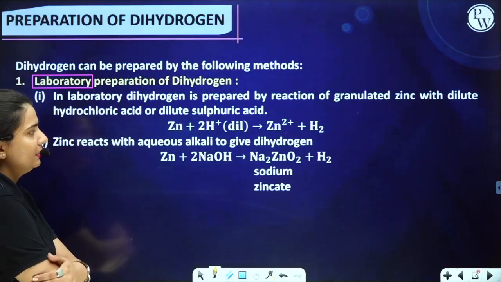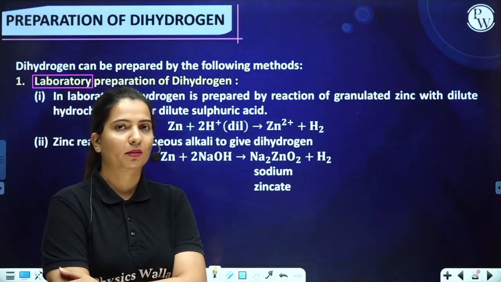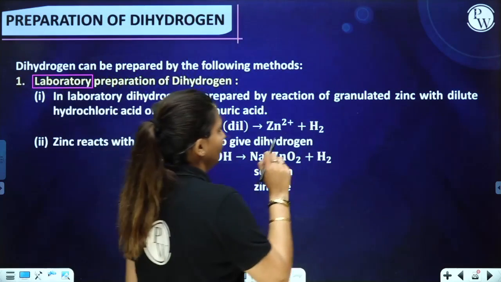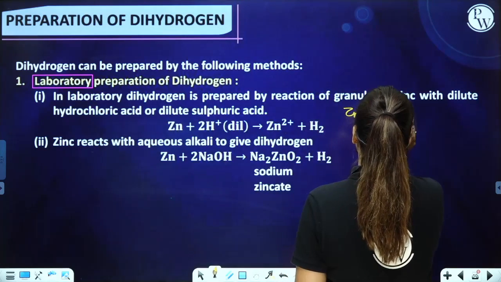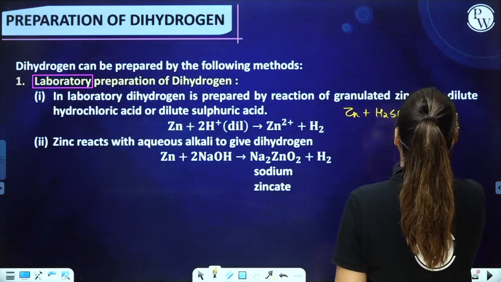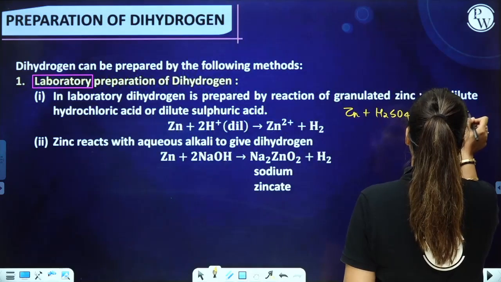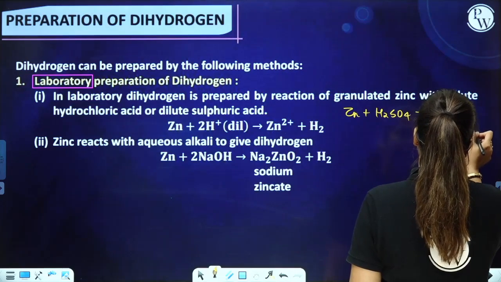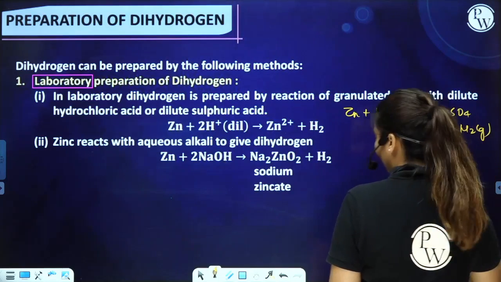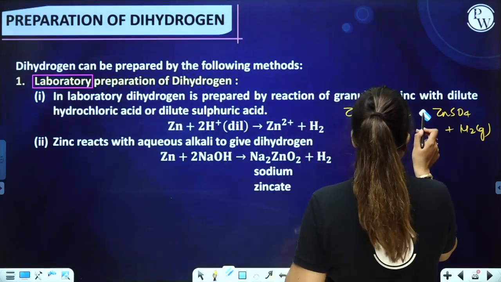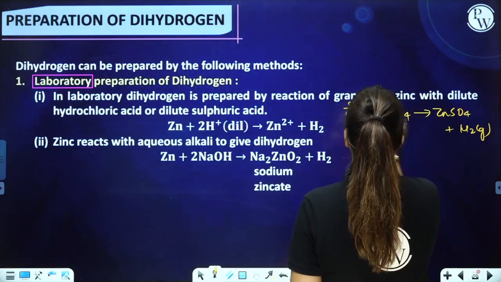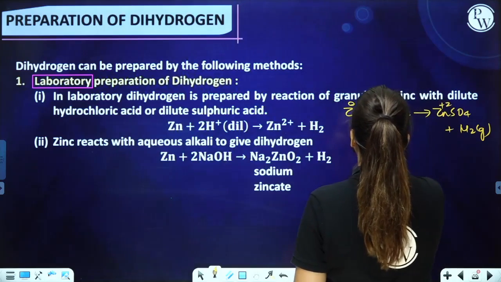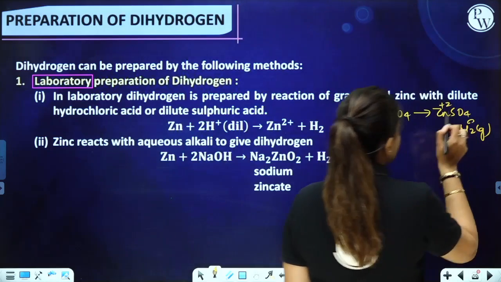So you react zinc with the acid, you are getting its salt plus hydrogen gas. Let's say for example, I react zinc with H2SO4. You are going to get zinc sulfate plus hydrogen gas. Zinc goes from 0 to +2 oxidation state, hydrogen goes from +1 to 0 oxidation state.